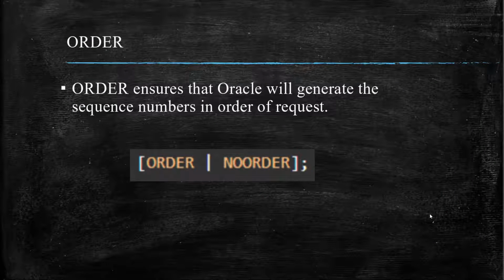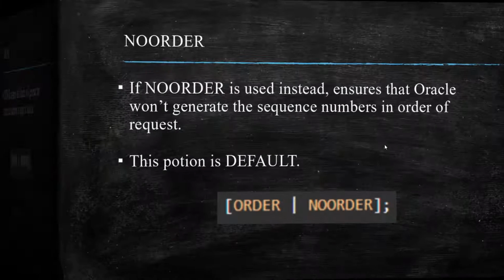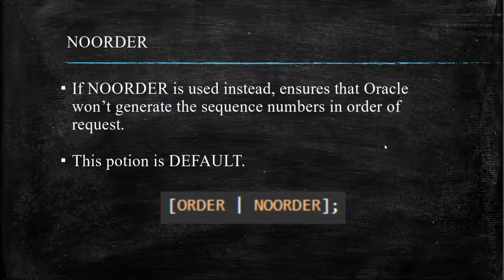And the last thing that we could specify is the order. Order ensures that Oracle will generate the sequence numbers in order of requests. And if we don't want that, we can use no order instead. And this option is the default.